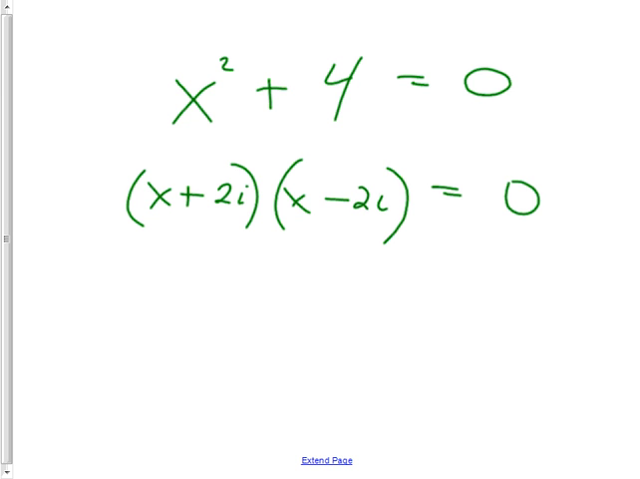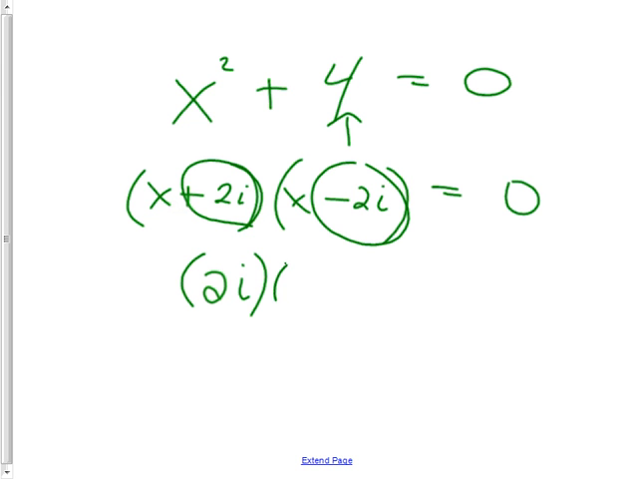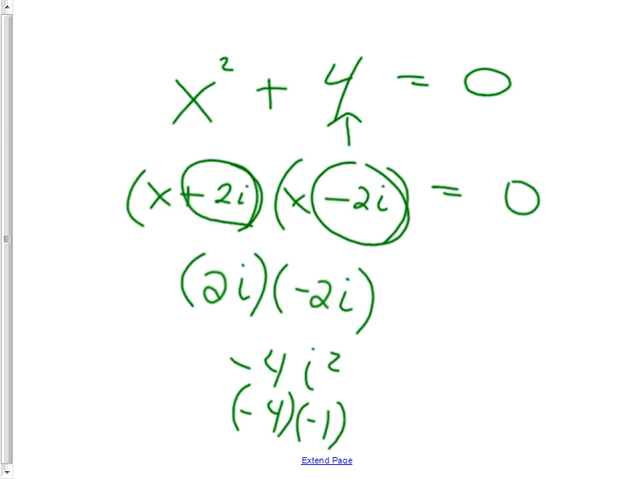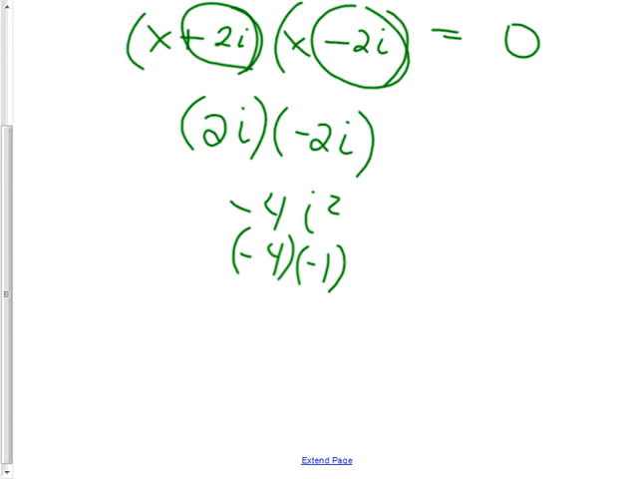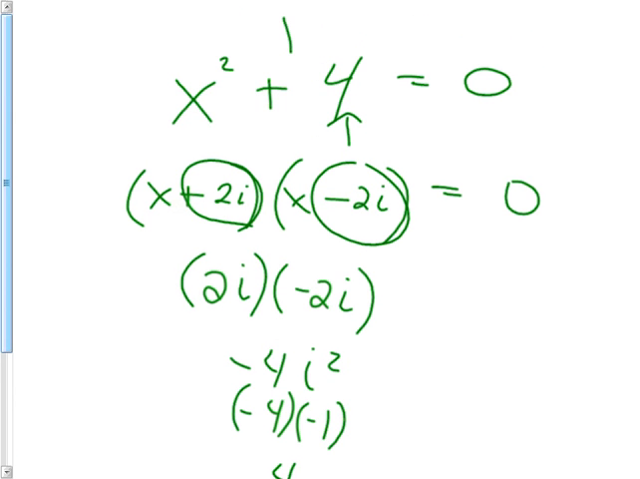2i and negative 2i. Here's why it works. Some people are like, if you take that times that, you don't get that. Yes, you do. Watch. 2i times negative 2i makes negative 4i squared. What's i squared? Negative 1. So negative 4 times i squared is really negative 4 times negative 1. What's that? Positive 4. That's what we wanted, right? We wanted to get a positive 4.